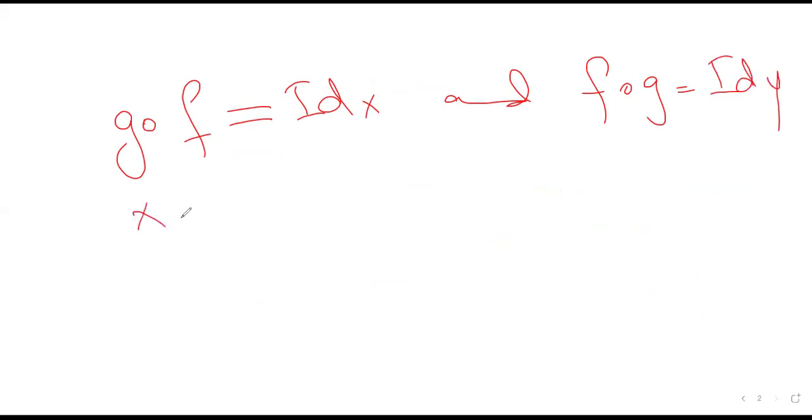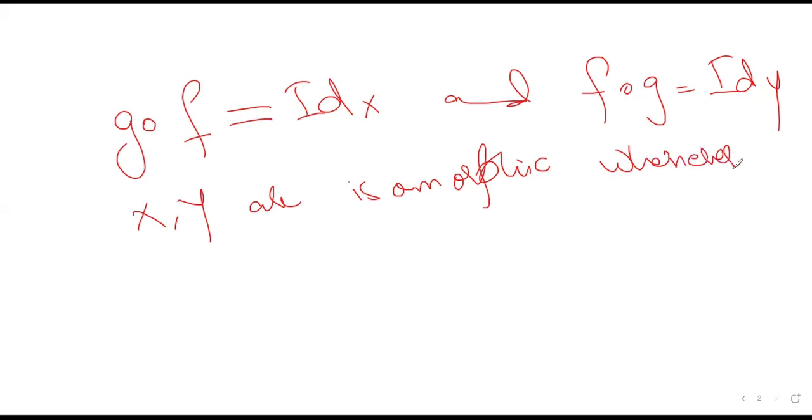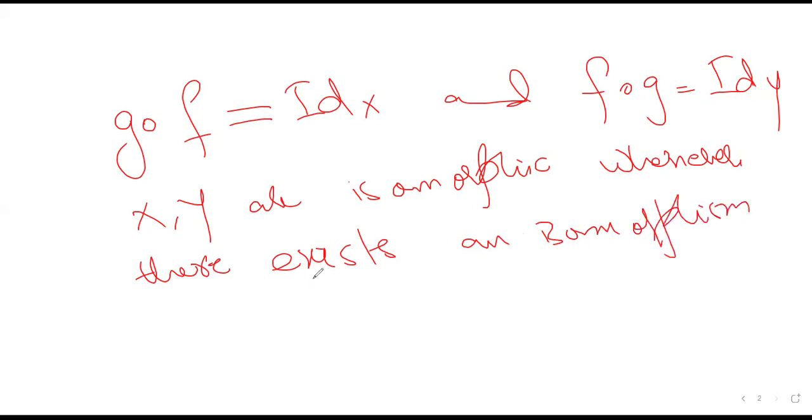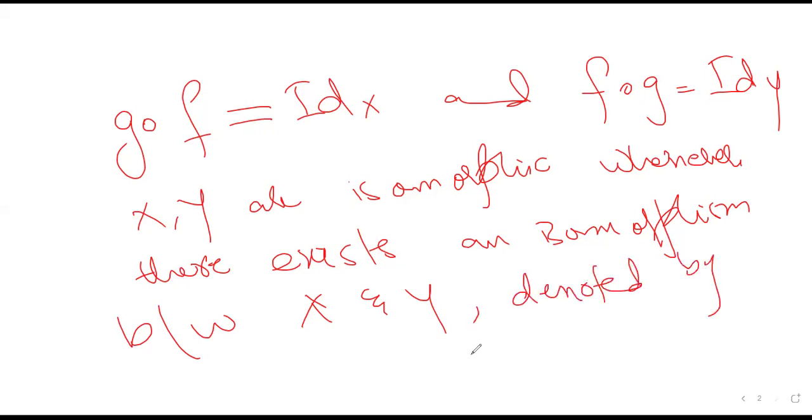So the objects X and Y are isomorphic whenever there exists an isomorphism between X and Y, and this is denoted by X is isomorphic to Y. Okay.